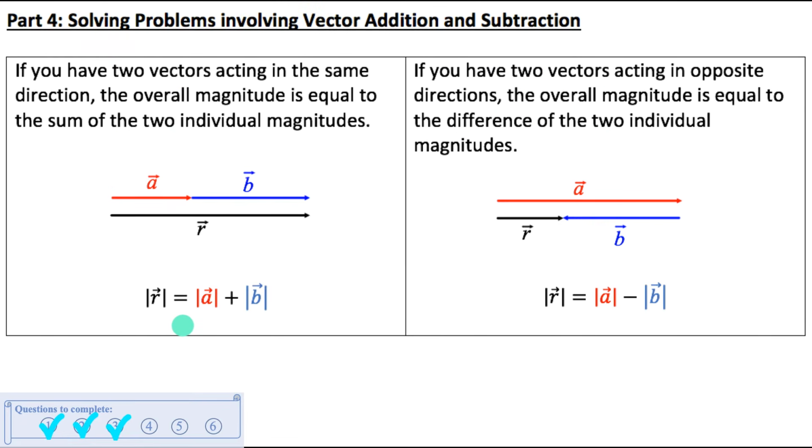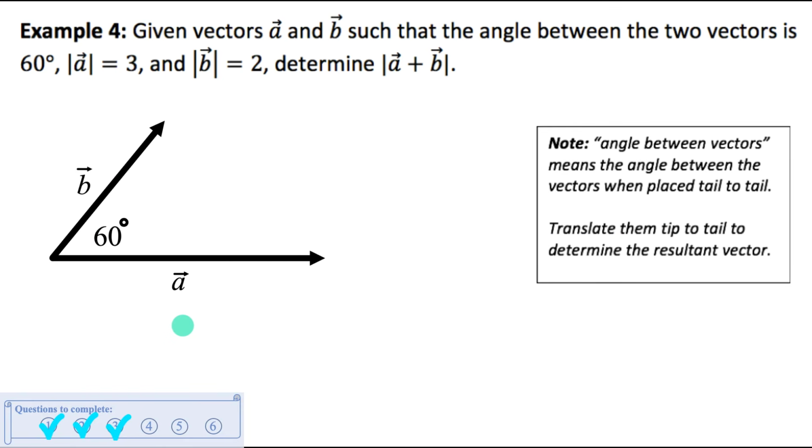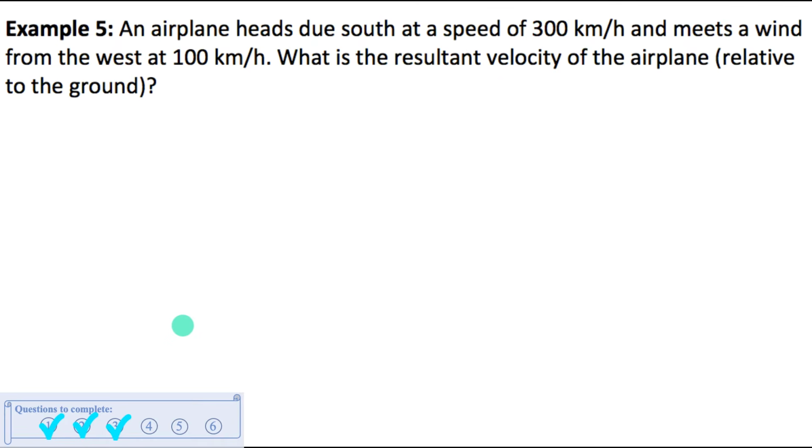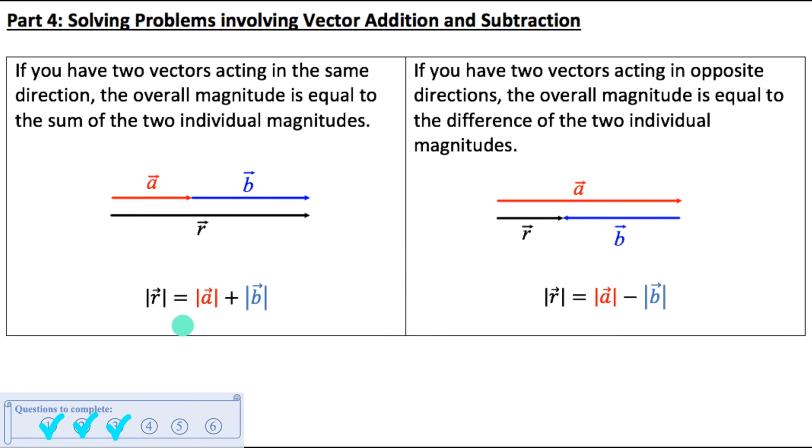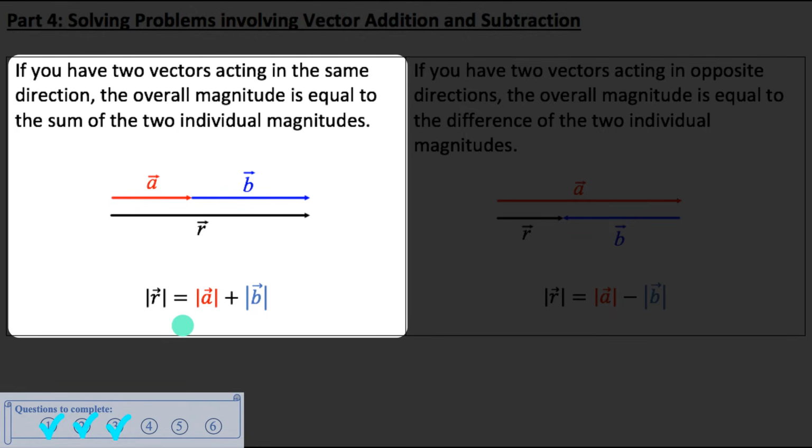Now we're going to move on and do 3 application questions. Example 4, example 5, and example 6. Before we can do those application questions, I need to remind you about a few things. First of all, I need you to look at these 2 scenarios I have outlined here. If we have 2 vectors acting in the same direction, the overall magnitude is equal to the sum of the 2 individual magnitudes. So if we have 2 vectors working in the same direction, finding the magnitude of their resultant vector is easy. You just add the magnitudes of the 2 original vectors.